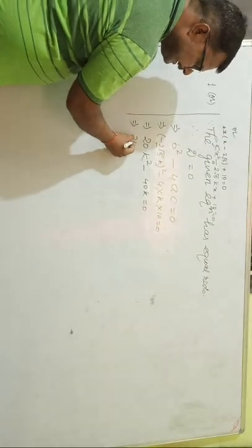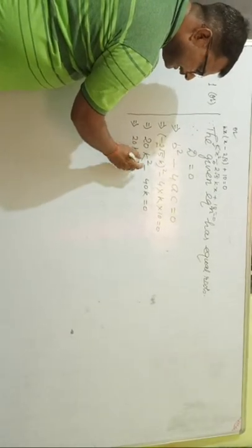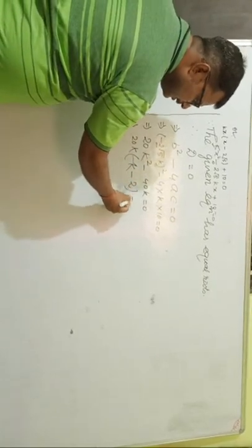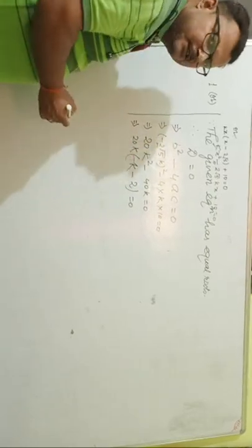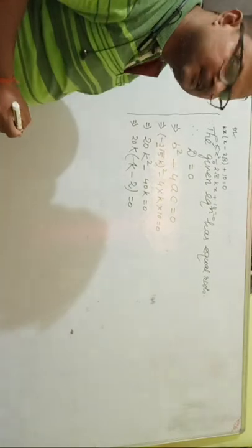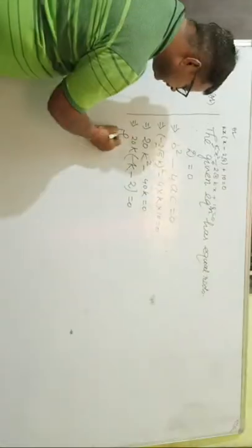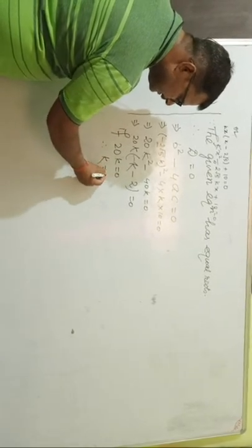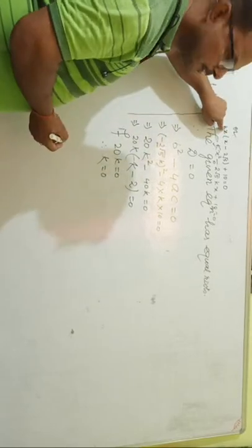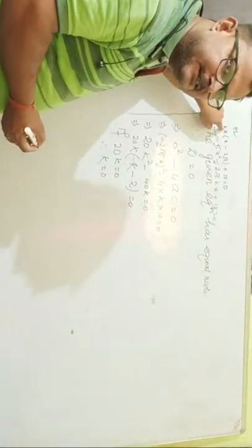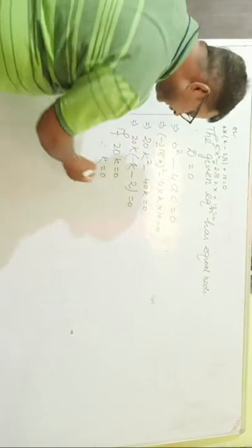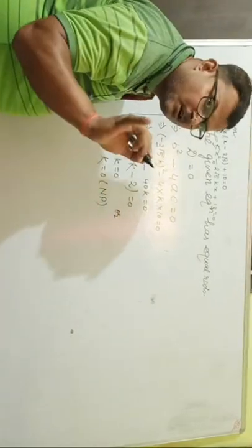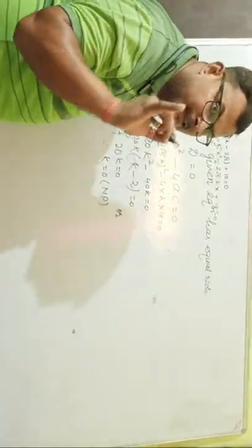Here you observe 20k is common in both. You can take it as common. Here k is left out and here 2. You will observe two factors. First one is 20k, second one will be k minus 2. If 20k equals 0, therefore k will be what? 0. But if you put the value of k as 0 in the given equation, it will not be a quadratic equation. It means it is not possible.